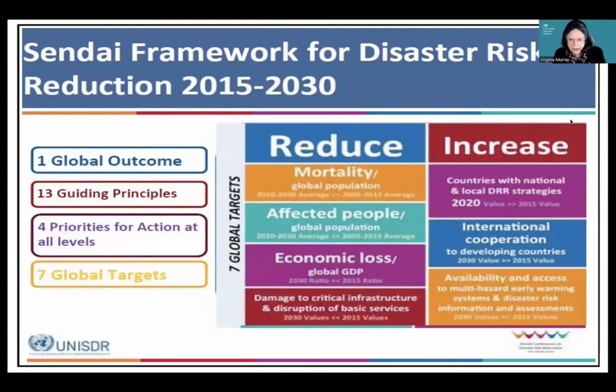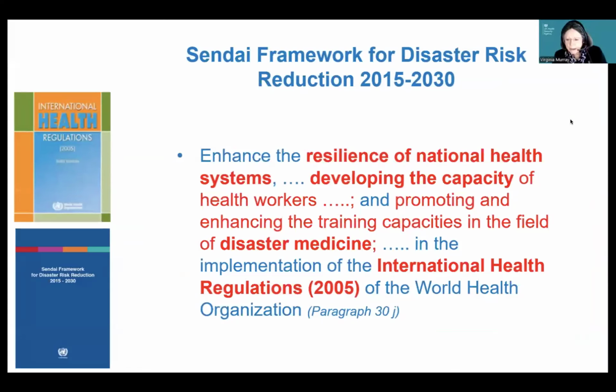So the targets that matter: reducing mortality, reducing the number affected, reducing the economic loss, reducing the damage to critical infrastructures, particularly health and education, but also increasing each country's awareness of their risks, and to build international cooperation and to improve the availability of early warning for all. But from the health side, we had these really strong messages. So the Sendai Framework is really important for everybody who's responding to extreme events and disasters, and who is aware that climate change is a driver of these. So we need a resilience of a national health system.